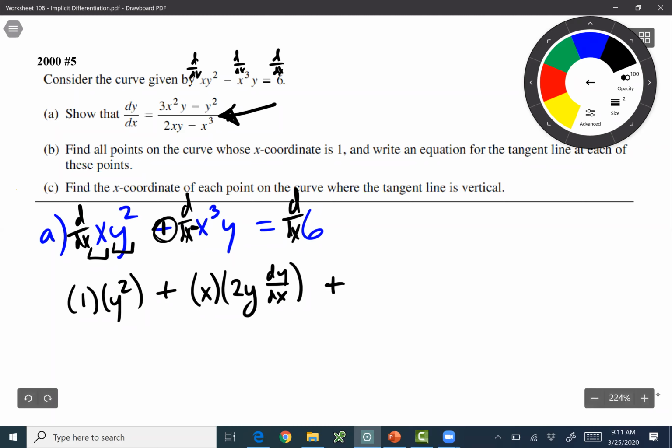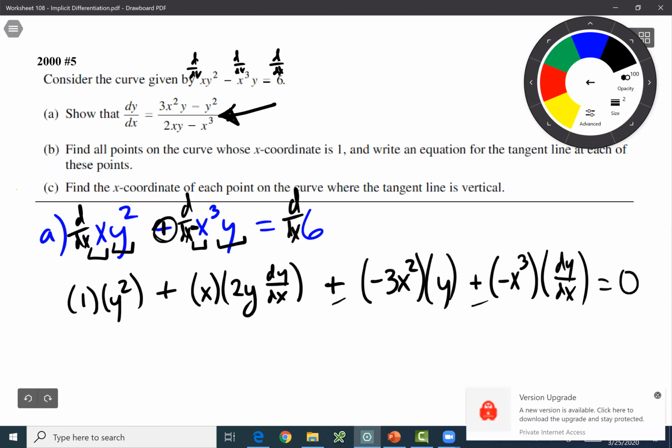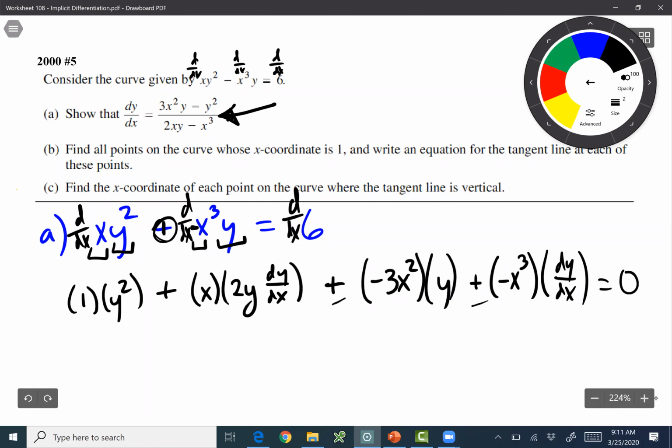So I'm going to just put plus derivative of negative x cubed is negative 3x squared times the original is y, and plus the original, the first one is negative x cubed, right? Because this was product rule, times the derivative of y is just 1 dy dx equals 0. If you didn't do that, you would have had to make sure that that was negative and that was negative, if you hadn't put the negative in with x.